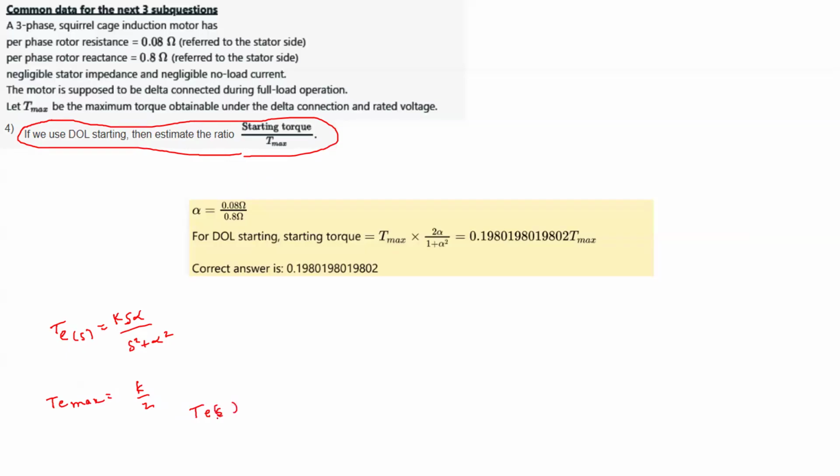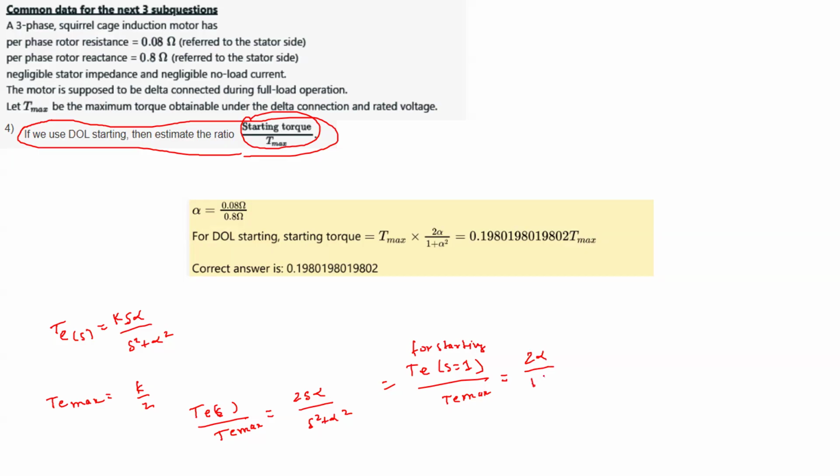For any slip S and T max, if you take this ratio, you will get 2 S alpha by S square plus alpha square. Now they are saying the starting torque. We know that for starting, slip is equal to 1. Divided by T max, wherever this S is there, you have to replace it with 1. So this becomes 2 alpha divided by 1 plus alpha square.